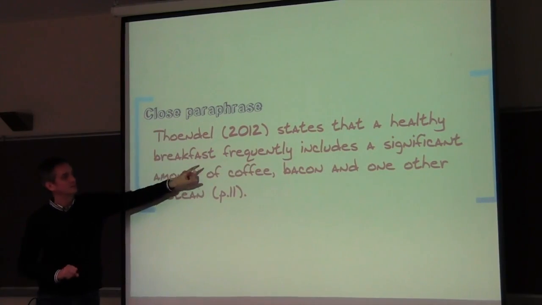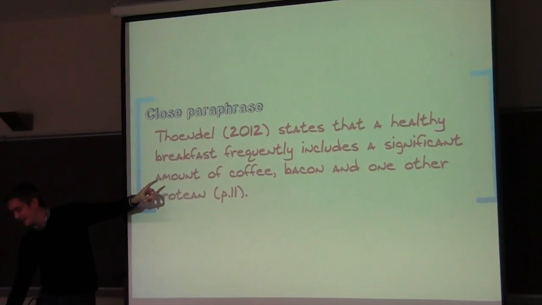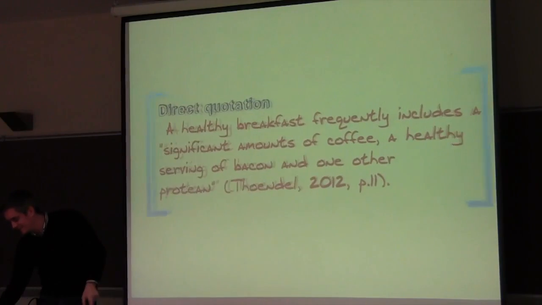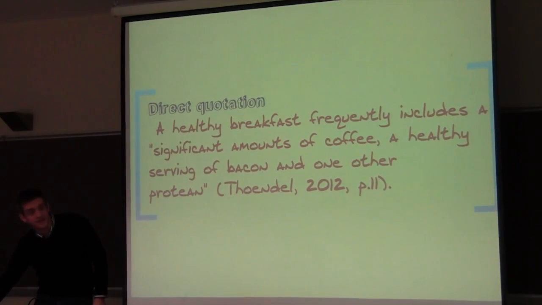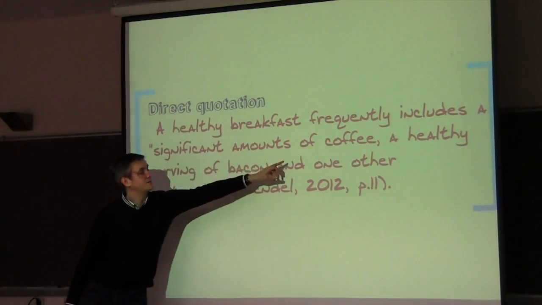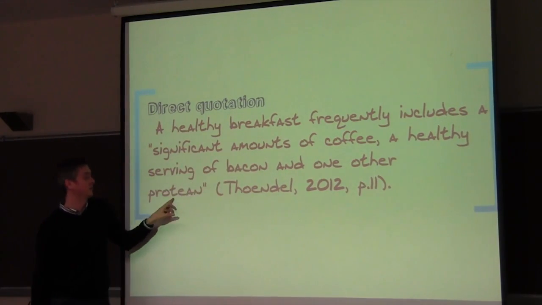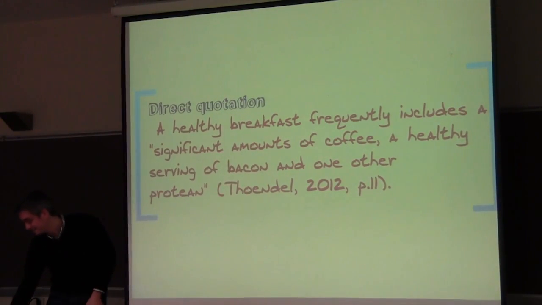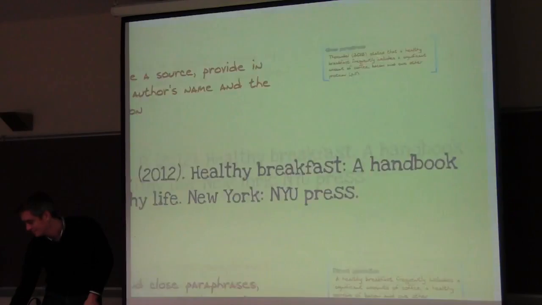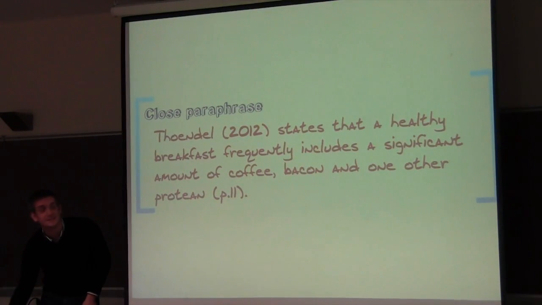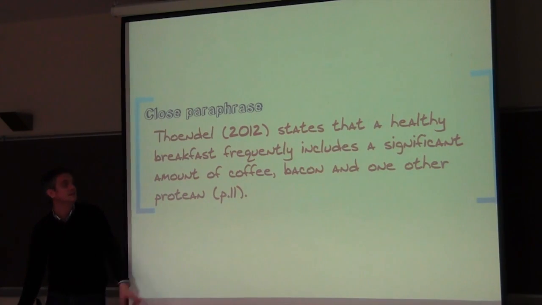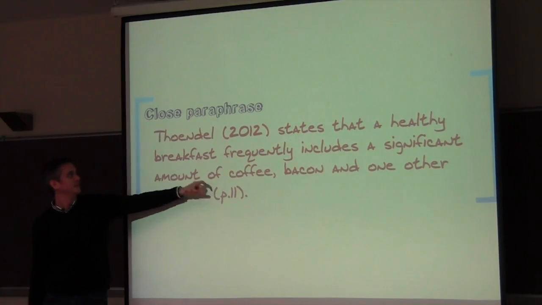So we'll go back. Here we've got, the original text says this: significant amounts of coffee, a healthy serving of bacon, and one other protein. The paraphrase, it's really close. So in this situation, add the page number.